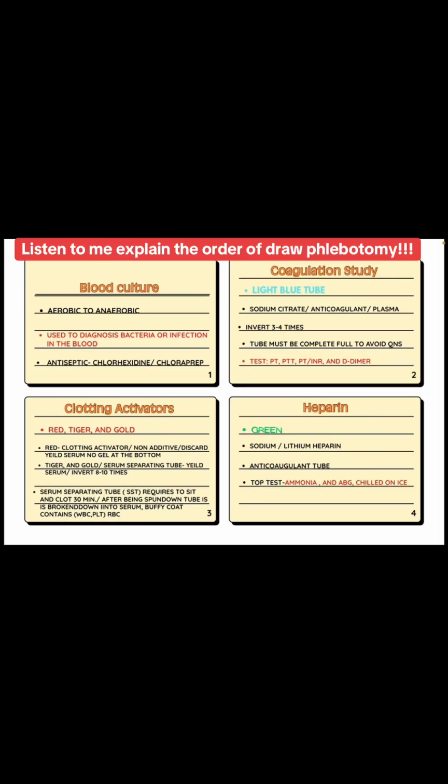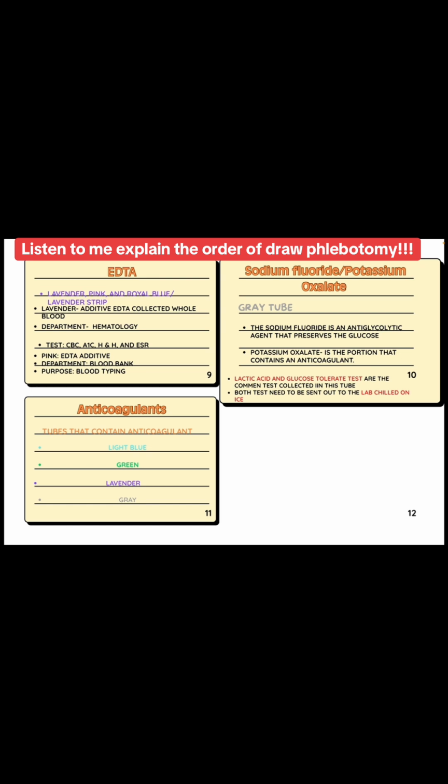Let's learn the order of draw Milka's way. Now, I remember when I was learning to break down the order of draw, I did it in the form of flashcards, which is one easy way to learn them. I broke them down into different categories, which are our blood cultures, coagulation studies, clotting activators, heparin, EDTA, sodium fluoride, and different types of anticoagulants.